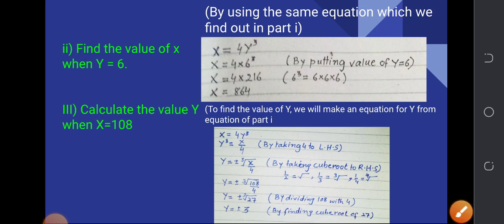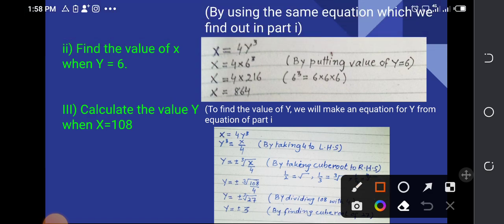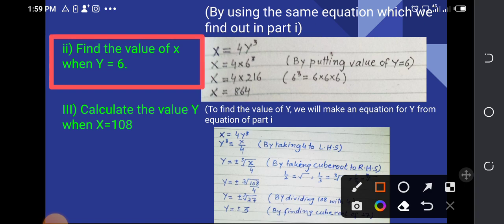Okay, the second part of this question is: find the value of x when y is equal to 6. The value of y is given as 6 and we have to find the value of x. So we will use the same equation which we already found in part 1. The equation was x is equal to 4y cube.